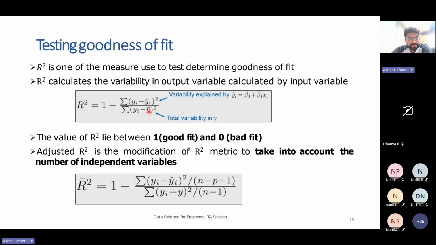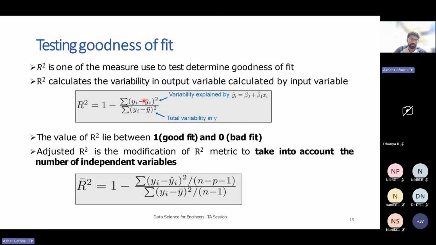So this is the actual data, this is the mean, and this is the variability of the prediction. If these two are the same, then we are going to get R square equal to 0, which is a bad fit, because the variability in the Y is also followed by the variability in each of the measurements. So that will naturally give a bad fit.